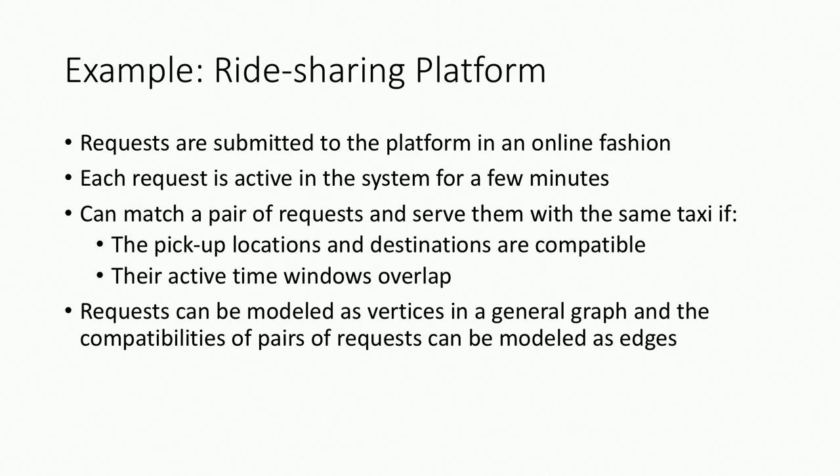For example, the ride-sharing platform, where the ride requests are submitted to the platform in an online fashion. Each request simply says, I need to get from some point A to some point B, specifying the pickup location and the destination. And each request will be active in the system for, let's say, a few minutes. Our goal is to match pairs of requests that are compatible, in the sense that their pickup locations and destinations are reasonably close, and they have an overlapping time window. In that case, we can match them and serve them with the same taxi or self-employed driver in some cases. Now, you can see that we can model requests as vertices in a general graph, and the edges encode the compatibility.